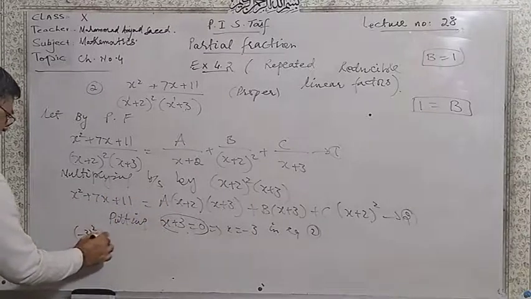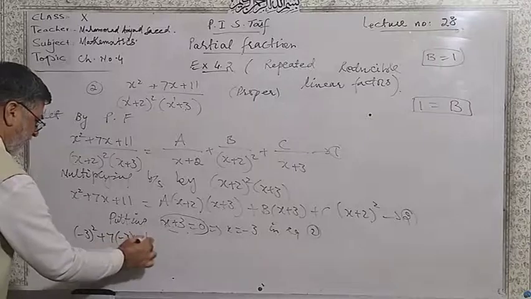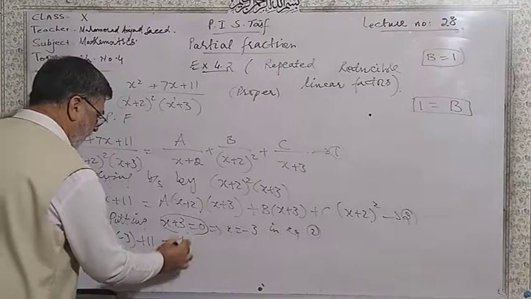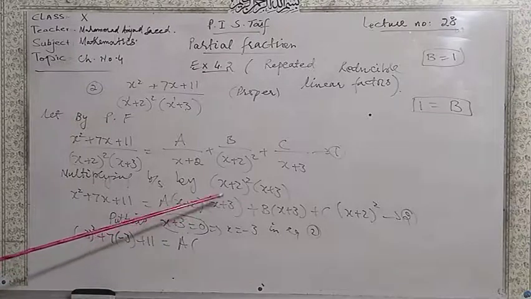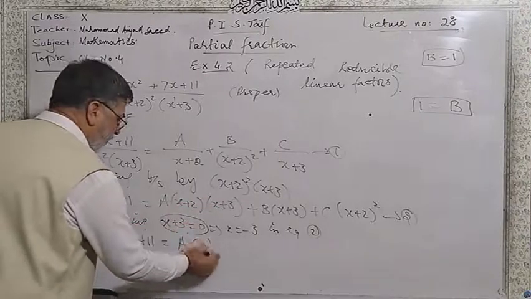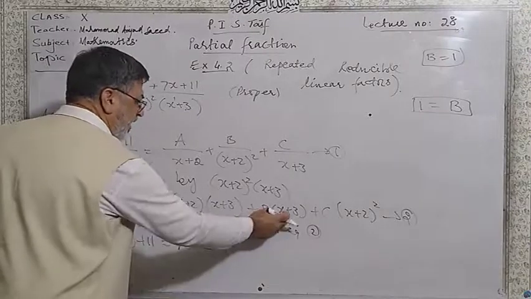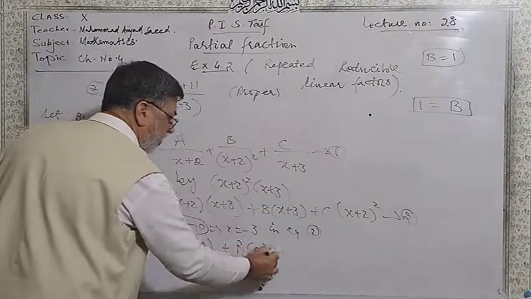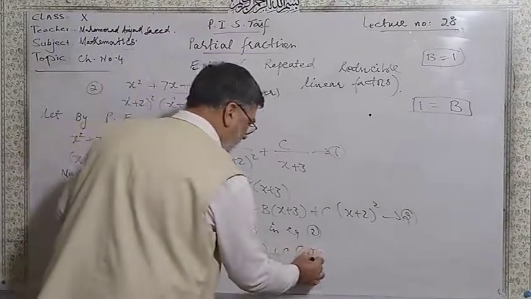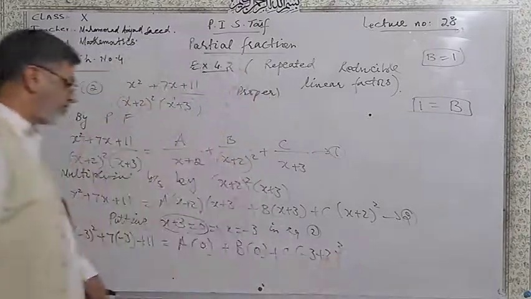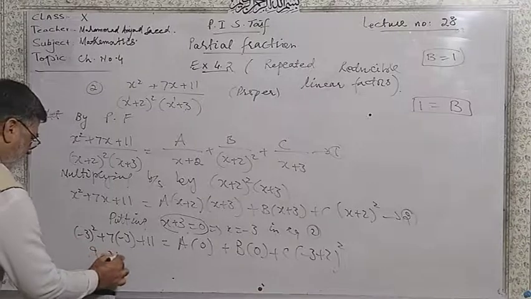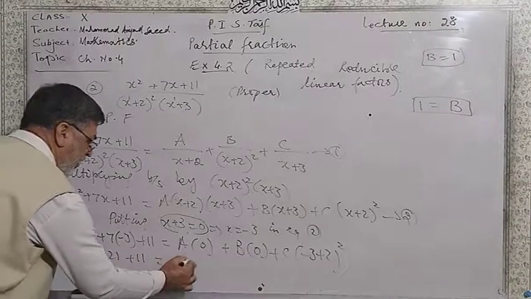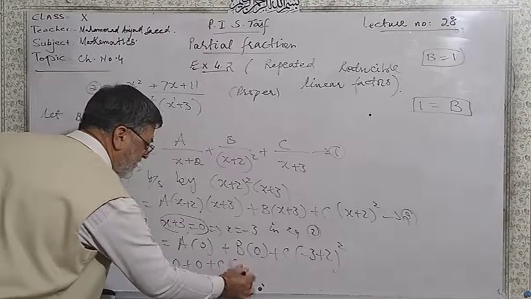So minus 3 square plus 7 into minus 3 plus 11 is equal to a into, remember, this is x plus 3. x plus 3 is equal to 0, so apply 0, everything will be 0. Similarly, x plus 3 is 0 in b also. Then c into minus 3 plus 2 whole square. Dear students, we have minus 3 square is 9, minus 21 plus 11, 0 plus 0 plus c into minus 1 square.